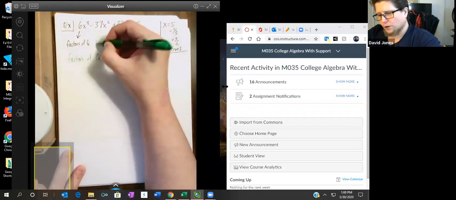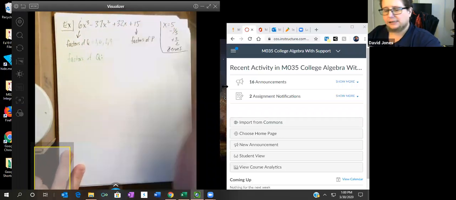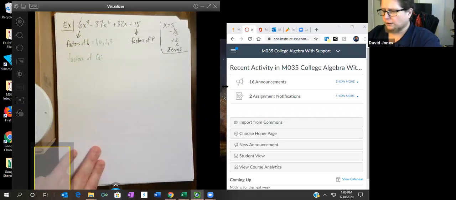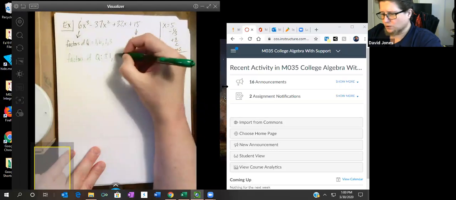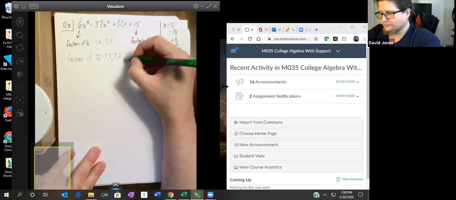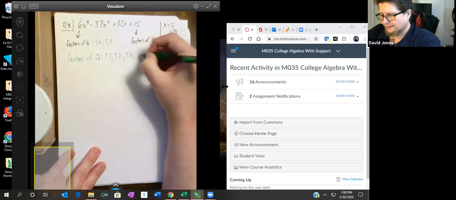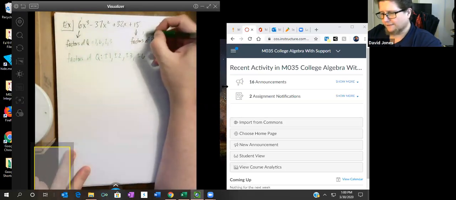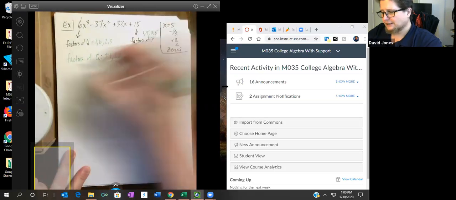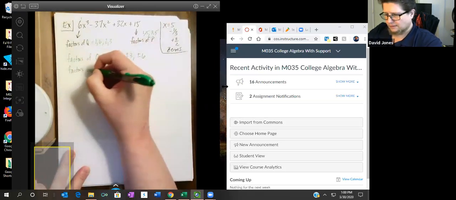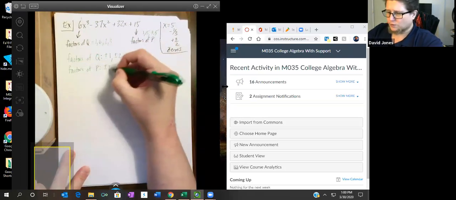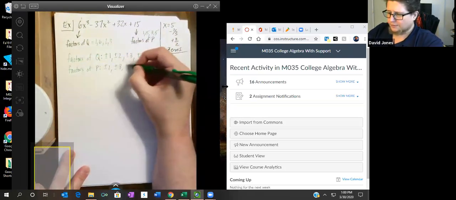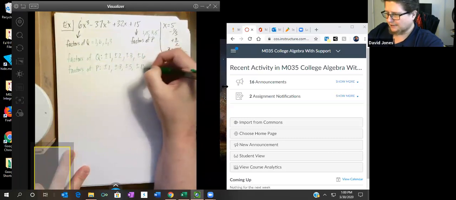well, I can have 1 and 6 or 2 and 3. I'm going to put them in numerical order, and I'm going to list plus or minus on each one, because I can always do 2 negatives to end up with a positive. P has a fixed number of results also. We've got 1 and 15 or 3 and 5. So plus or minus 1, plus or minus 3, plus or minus 5, plus or minus 15.